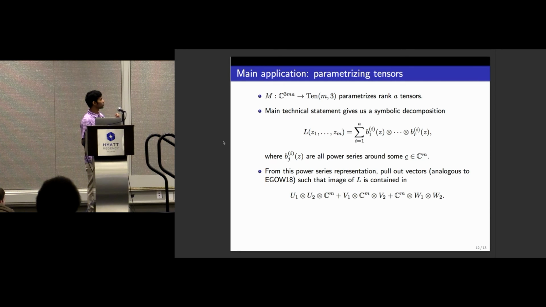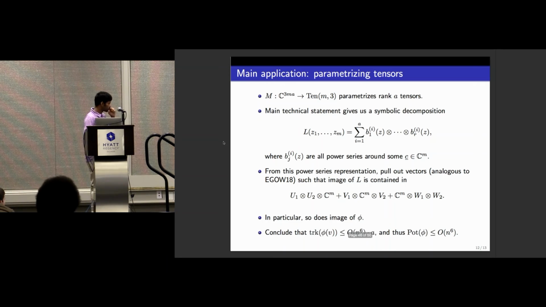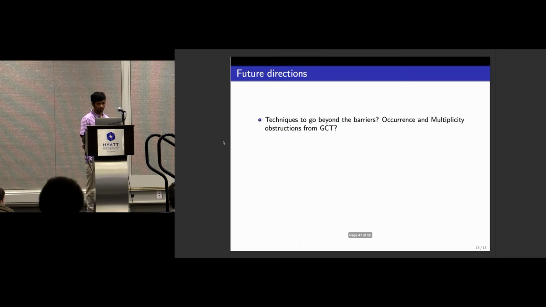So from this power series, I will pull out certain subspaces that look like this, that allow me to show the image is contained in a subspace like this. And for a subspace like this, I know an upper bound on the tensor rank of anything in there. And so you just count it, and this will give you the required result that you want. I cannot tell you how to pull out these subspaces because it's a bit complicated, but this is the crux of it.